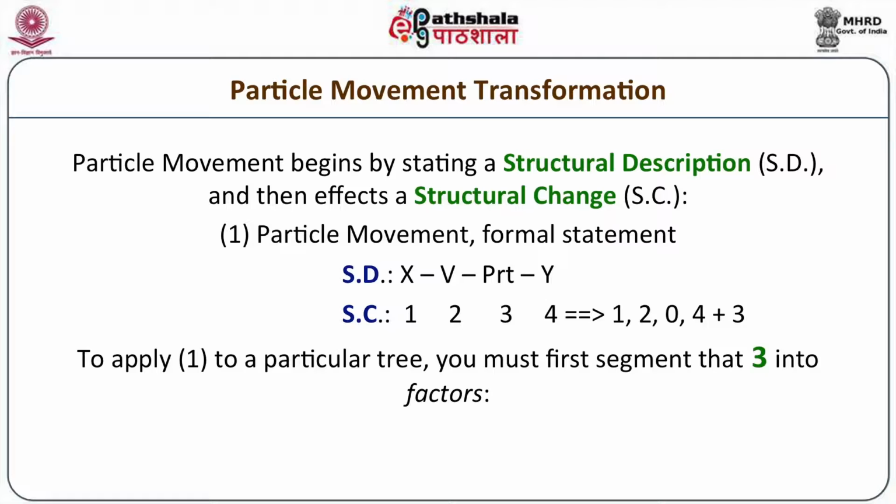We want to make a distinction between the notation of a transformation which changes the tree and the notation of phrase structure rules and lexical rules which create the tree. Hence the need for another kind of arrow, otherwise there's nothing fancy about it. So we write 1, 2, 3, 4, double-shafted arrow, 1, 2, 0 instead of 3, because 3 is going to move away from where it is, comma, 4 plus 3. 4 plus 3 says that the third factor has been taken to the right of the fourth factor.